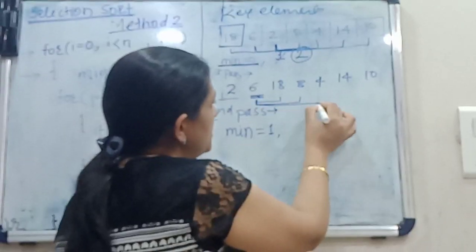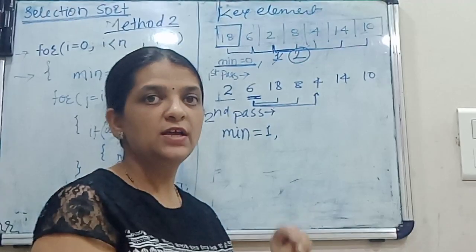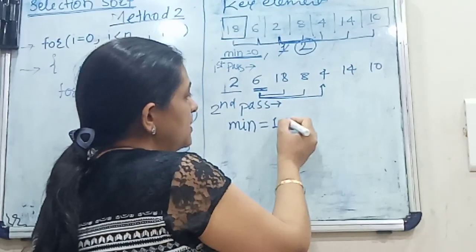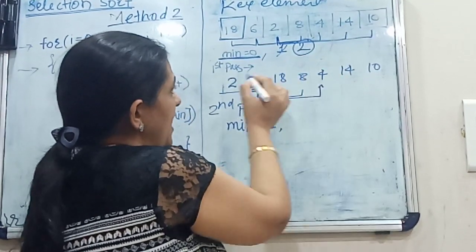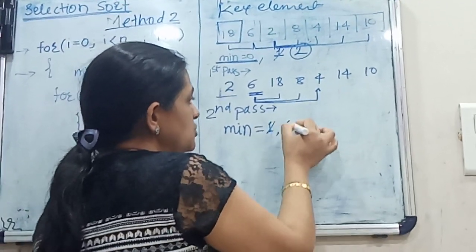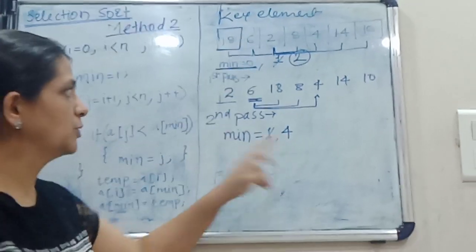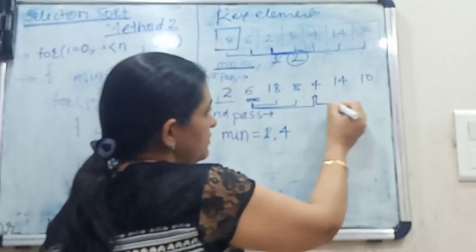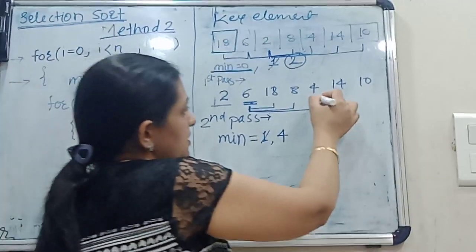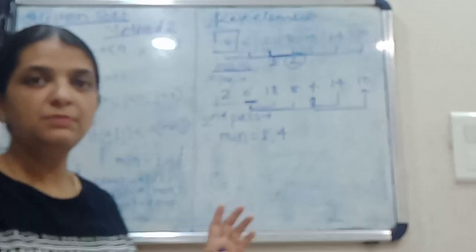6 will be compared with 4 and here you find that 4 is smaller than the mean position. So what will you do? You will remember the position of 4 and that is 0, 1, 2, 3, 4. The position is 4. So now your mean value will be changed from 1 to 4. Then 4 will be compared with 14 and no change in the mean position. Then 4 will be compared with 10 and no change in the mean position.